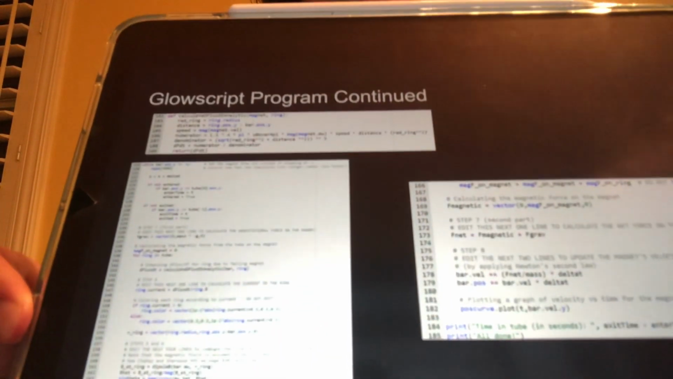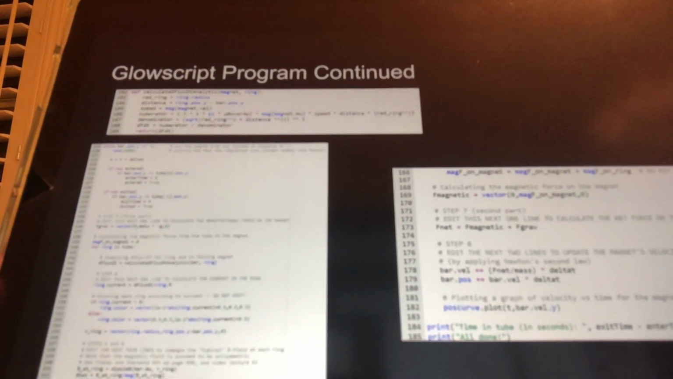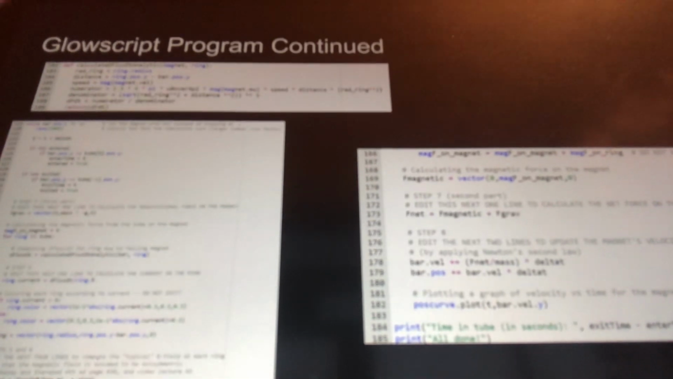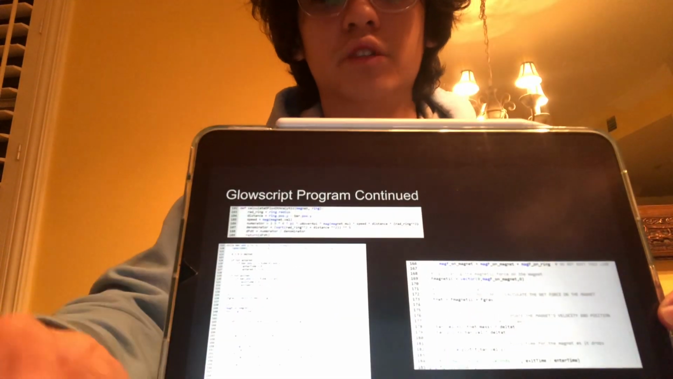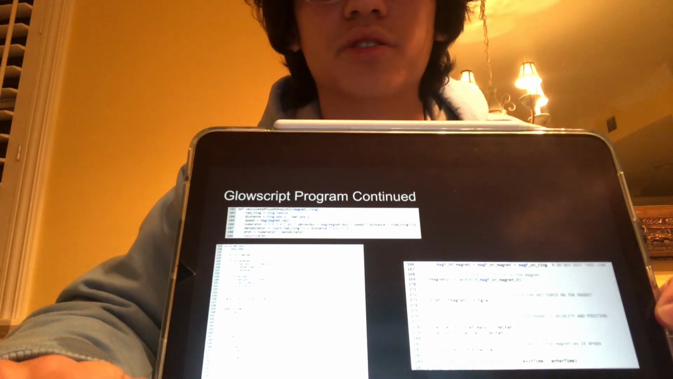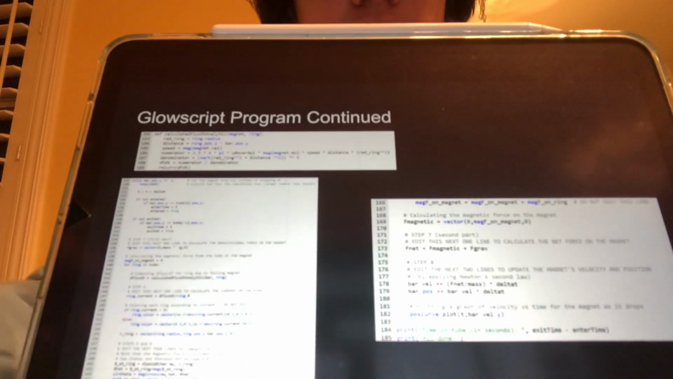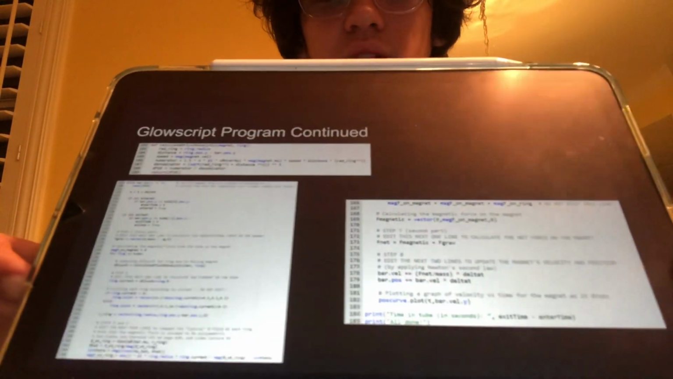The program continued. After that, we created a function at the top to calculate the flux, or the change in flux, and then we used a while loop in this big chunk of code to sum up all of the forces over the entire time, and this returns the net force and then updates the velocity of the magnet through the tube.